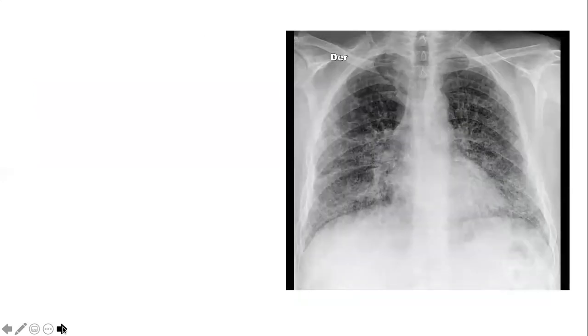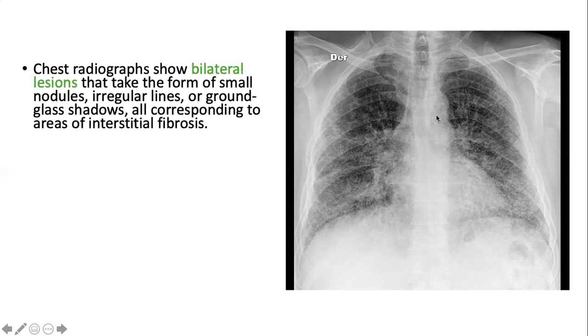So this is a chest X-ray from a patient with interstitial lung disease. The changes seen are typically bilateral, and there's fibrosis in the interstitium, and as a result of that, there might be small nodules, irregular lines, or a ground glass shadowing seen in the chest X-ray.